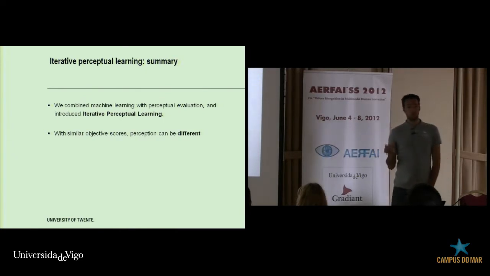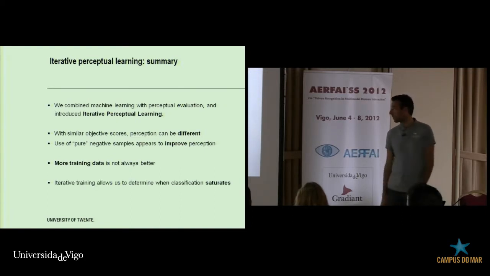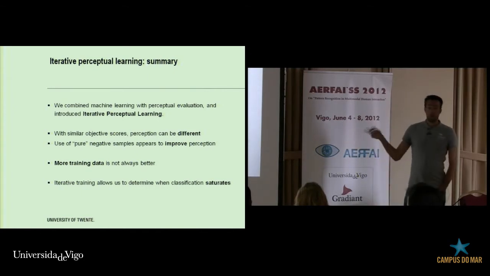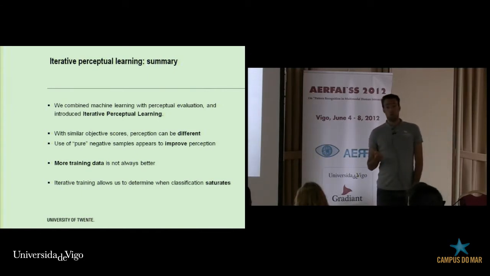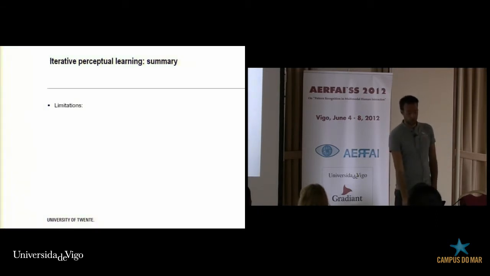Even with the same scores, we can have a different perception. So it doesn't mean anything if we get good scores in objective measures, since they might be perceived differently. And we used pure negative samples to improve the perception. We also saw that more training data is not always better. Iterative training also allows us to find out what is a good moment to stop training, because then we can see if the training data saturates or gets even worse. So we can see, hey, we can stop now. We don't have to use any more data.